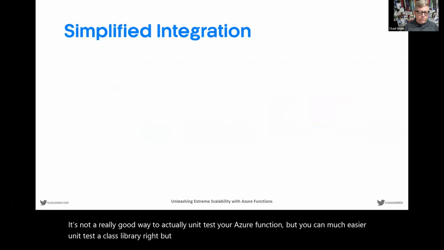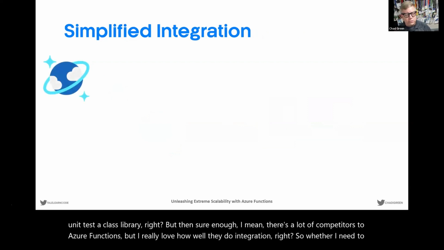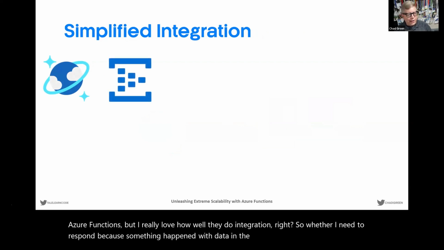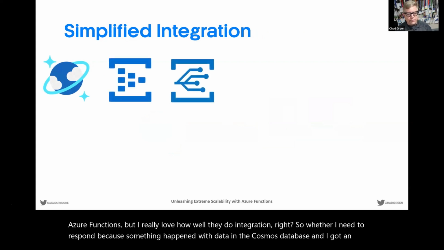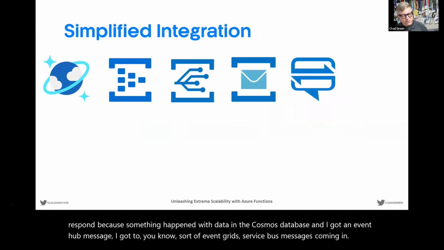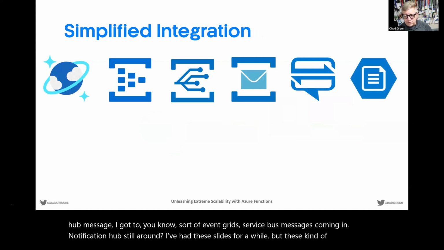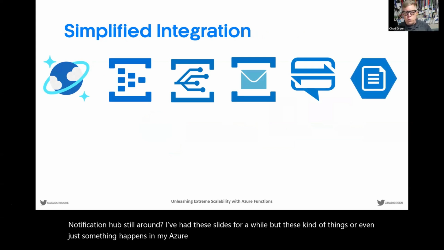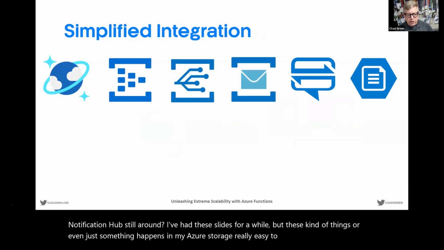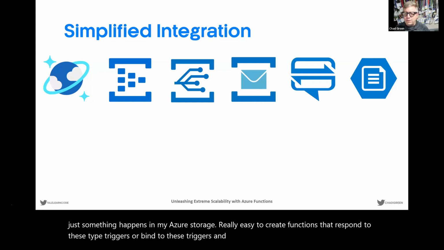But then, sure enough, there's a lot of competitors to Azure Functions, but I really love how well they do the integration. So whether I need to respond because something happened with data in the Cosmos database, I got an Event Hub message, I got Event Grid or Service Bus messages coming in, Notification Hub is still around. I've had these slides for a while, but these kinds of things, or even just something happens in my Azure storage, it's really easy to create functions that respond to these triggers, or bind to these triggers and easily add data to these or send off messages and so forth.